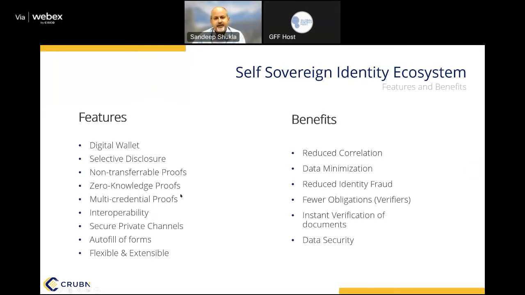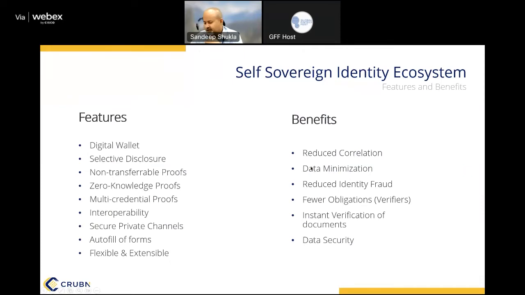You can do multi-credential proofs. Vidya was actually using a multi-credential proof to prove her identity plus her degree. And in the case of the bank, she was using a multi-credential proof which had her identity, her degree, and her job certificate. Then there are secure private channels between the wallet and the verifier. There are other derived benefits, like autofill of forms, passwordless login, etc.